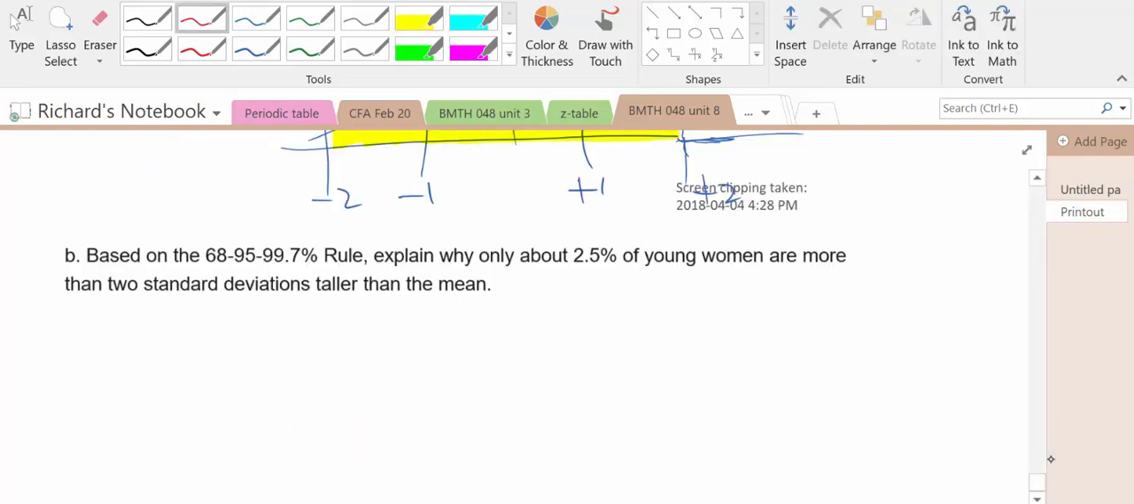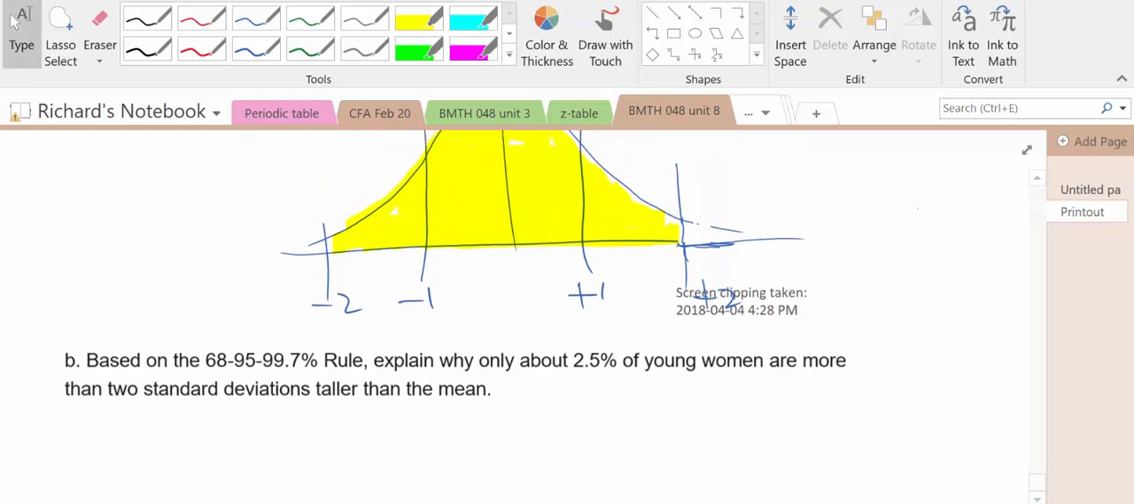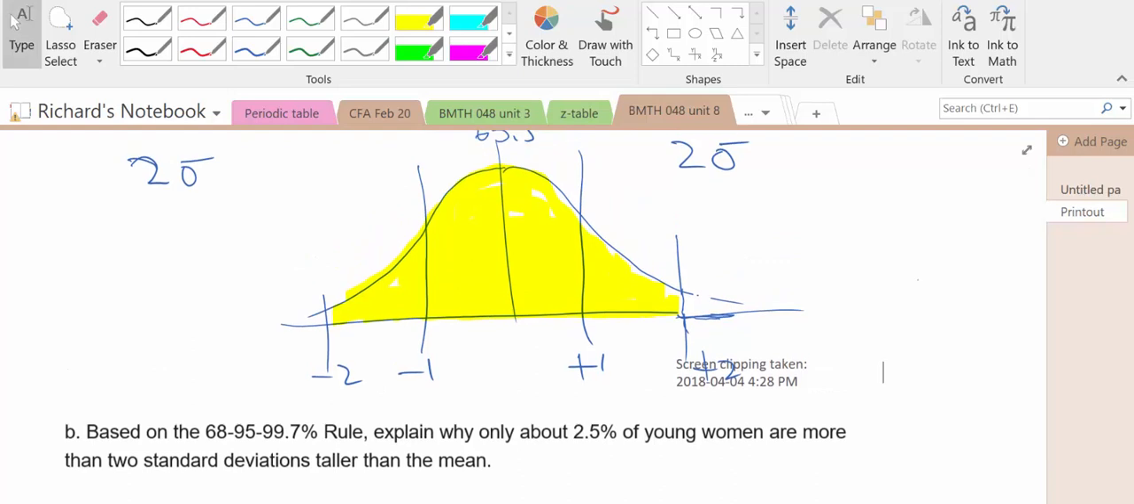All right, based on the 68, 95, 99.7%, explain why only 2.5% of young women are more than 2 standard deviations taller than the mean. Well, if you recall, this shaded portion represents 95% of the data. This is 95% right there, all the information. So 95% taken away from 100% is 5%.